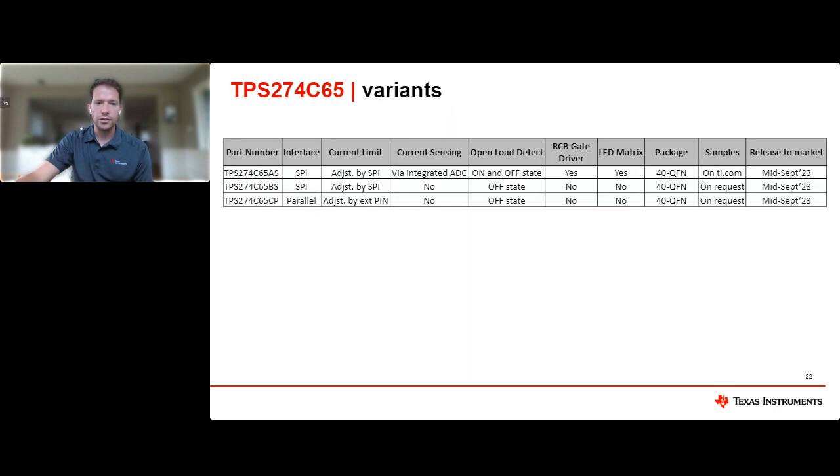One last thing is that there will be 3 different variants: an AS variant, which will have all the features integrated, a BS version, which has just the SPI interface, and a CP version, which just has a GPIO interface. All these devices will be available for production on TI.com by mid-September. The AS version is currently sampling on TI.com.